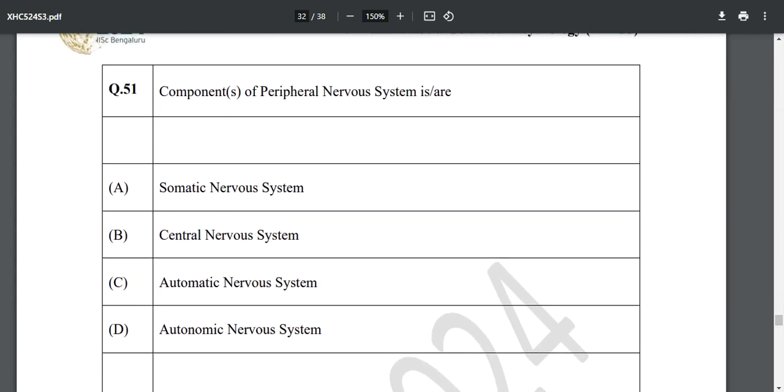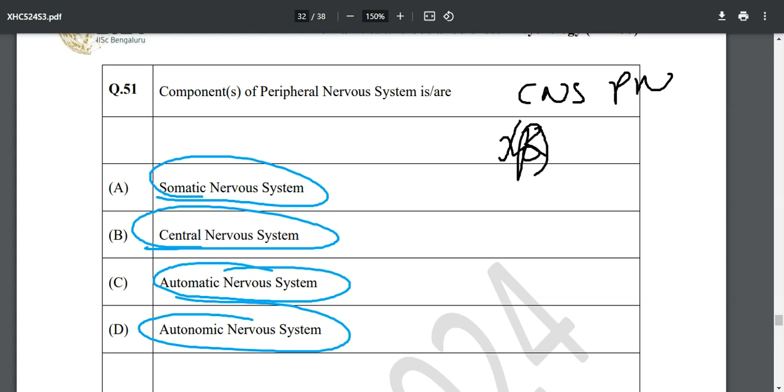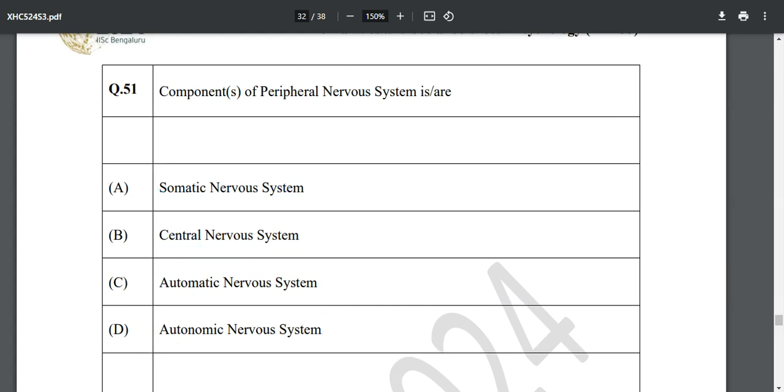Components of PNS: somatic nervous system, central nervous system, automatic nervous system, autonomic nervous system. You know CNS is the brain and spinal cord, and in PNS we have the somatic nervous system and the autonomic nervous system. So the correct answer for 51 is option A and option D.